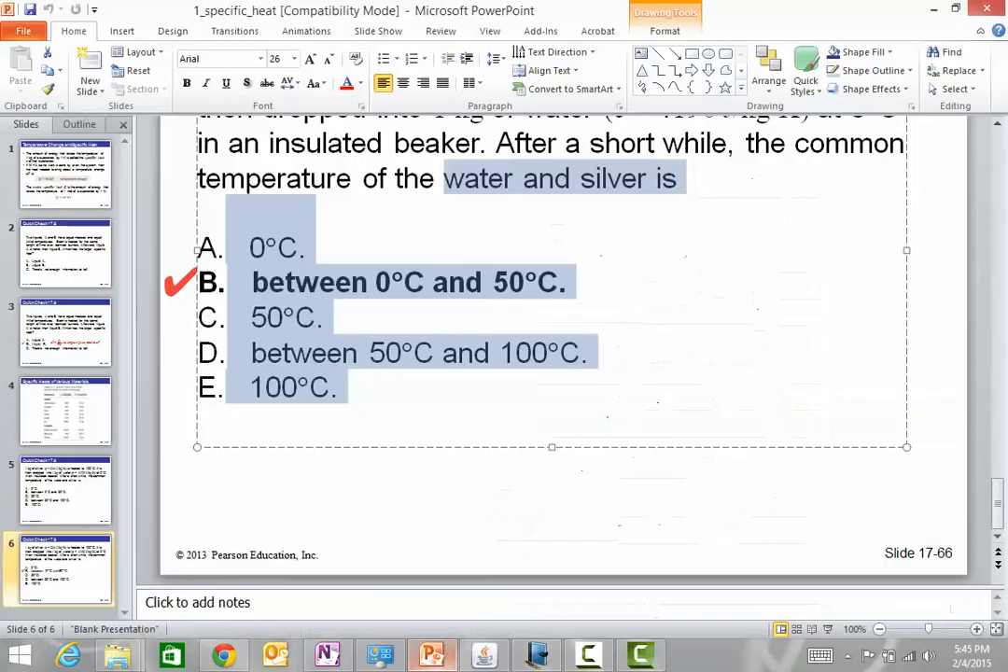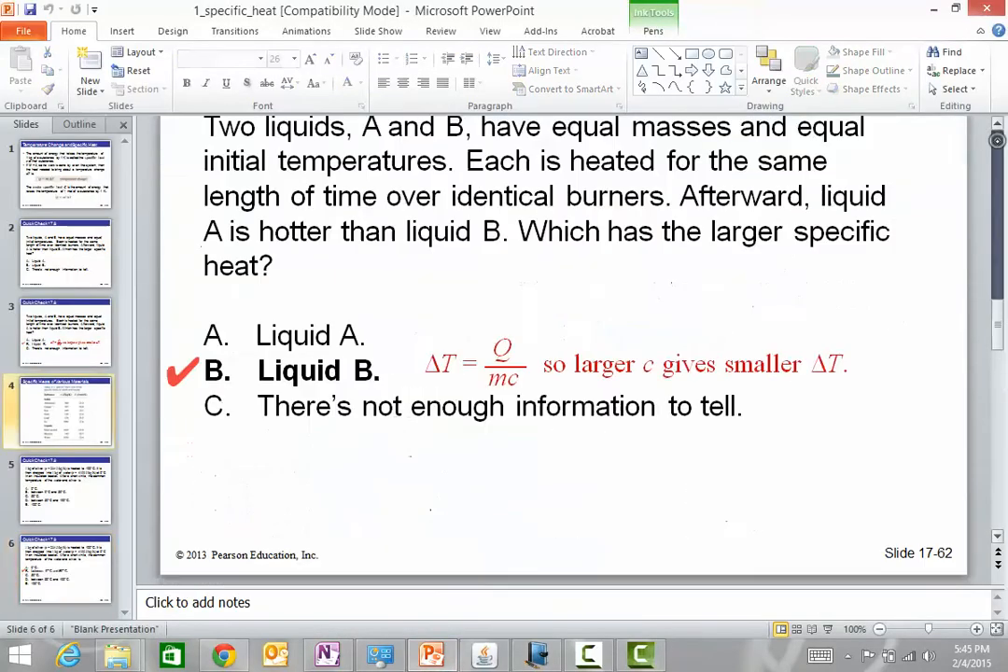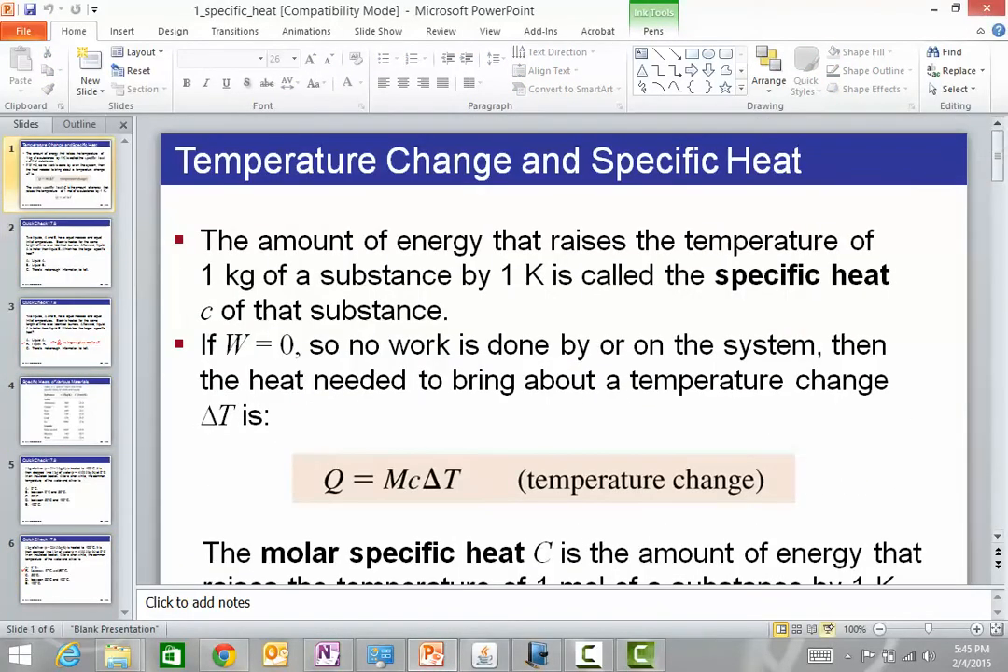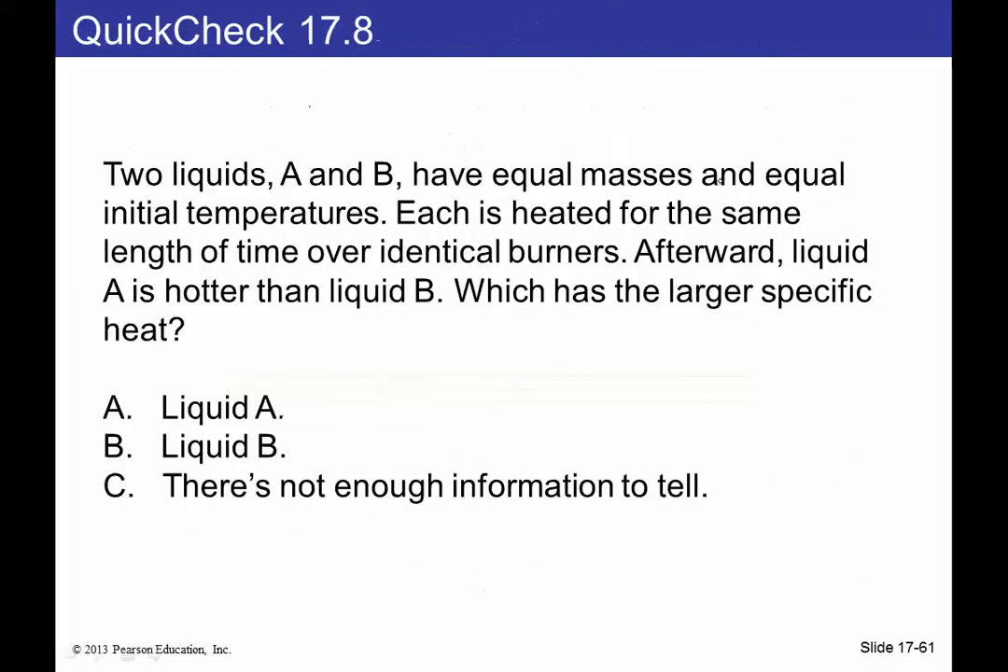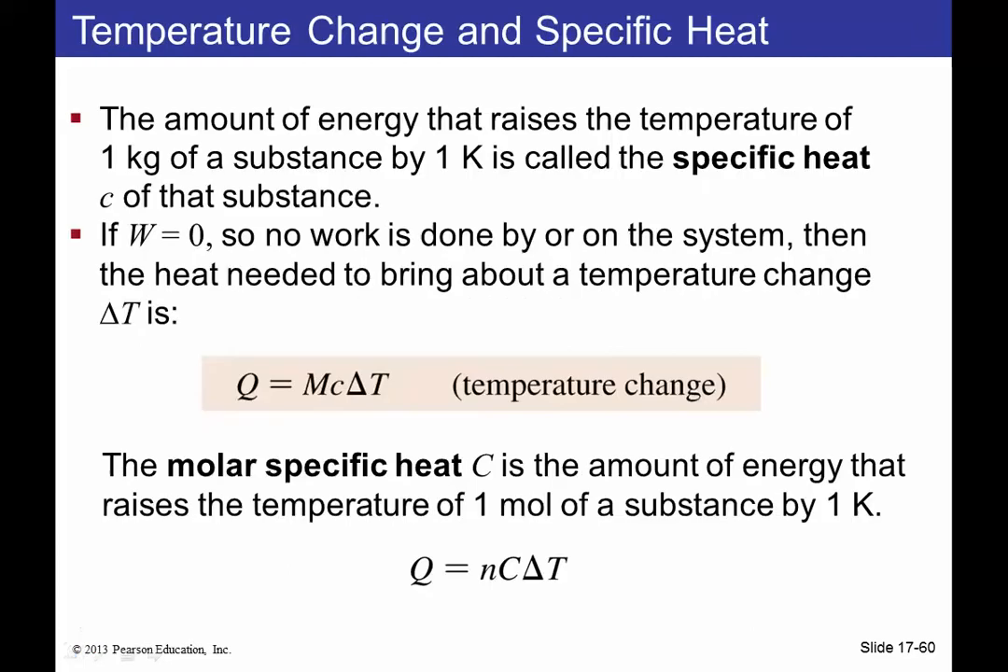Okay, let's look at the PowerPoint slides here. So we're going to say that the amount of energy that raises the temperature of 1 kilogram of a substance by 1 Kelvin, we're going to call that a specific heat. That is the specific heat. And so it is a definition, and it's a property of materials.